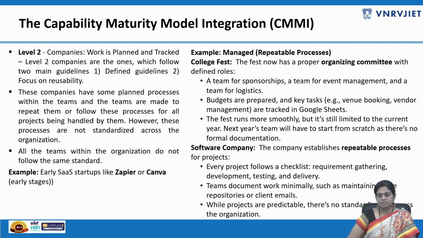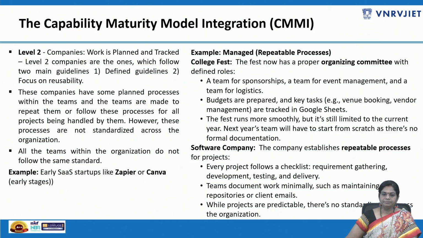Coming to the two examples, the college fest and the software company. First we'll look at the college fest. Managed, repeatable processes. Now the fest has understood it is time to create an organizing committee with defined roles. They have a team for sponsorships, a team for event management, and a team for logistics. Before the event starts, a budget is prepared. Key tasks are tracked in Google Sheets. Now the fest is running smoothly, but it is still limited to the current year only. For this year they did very well and successfully completed the event. But next year they have to do everything from scratch, because we haven't done any documentation so that the next team can follow the same.